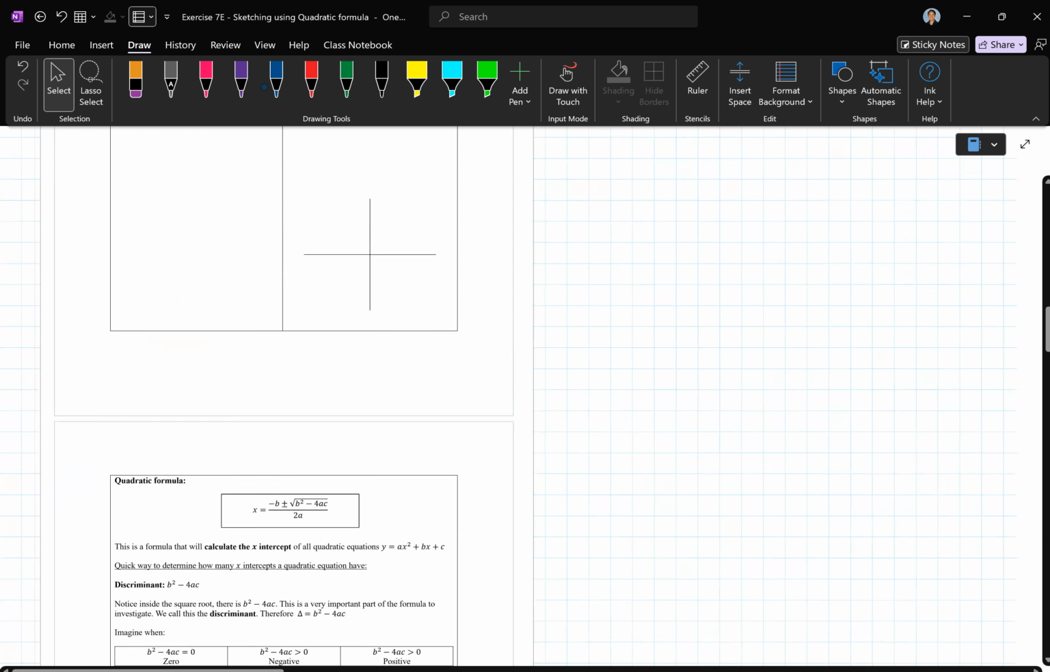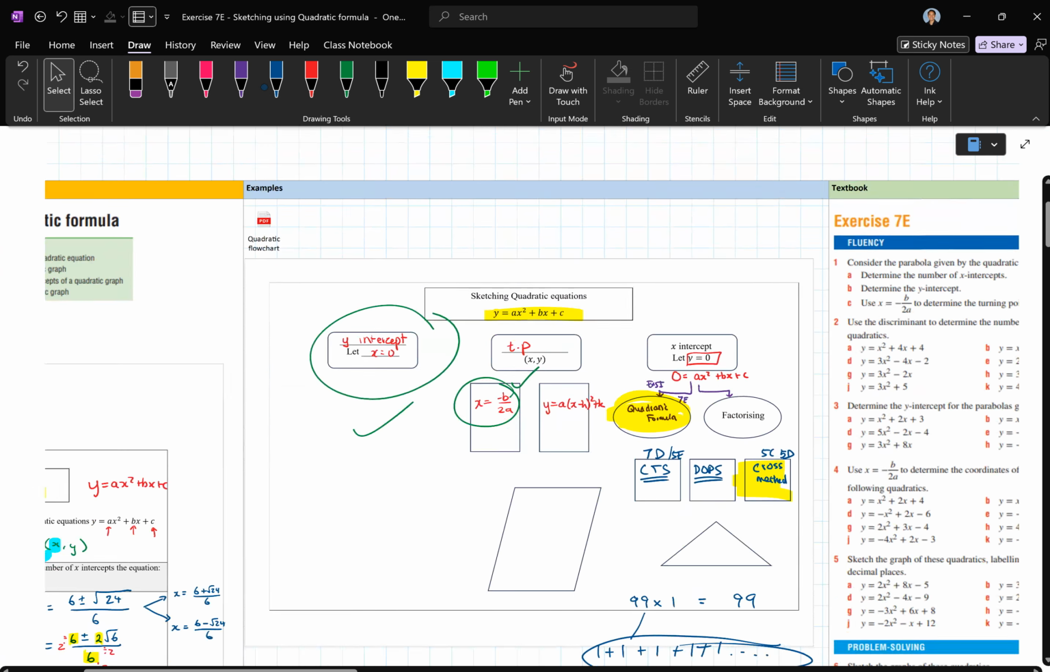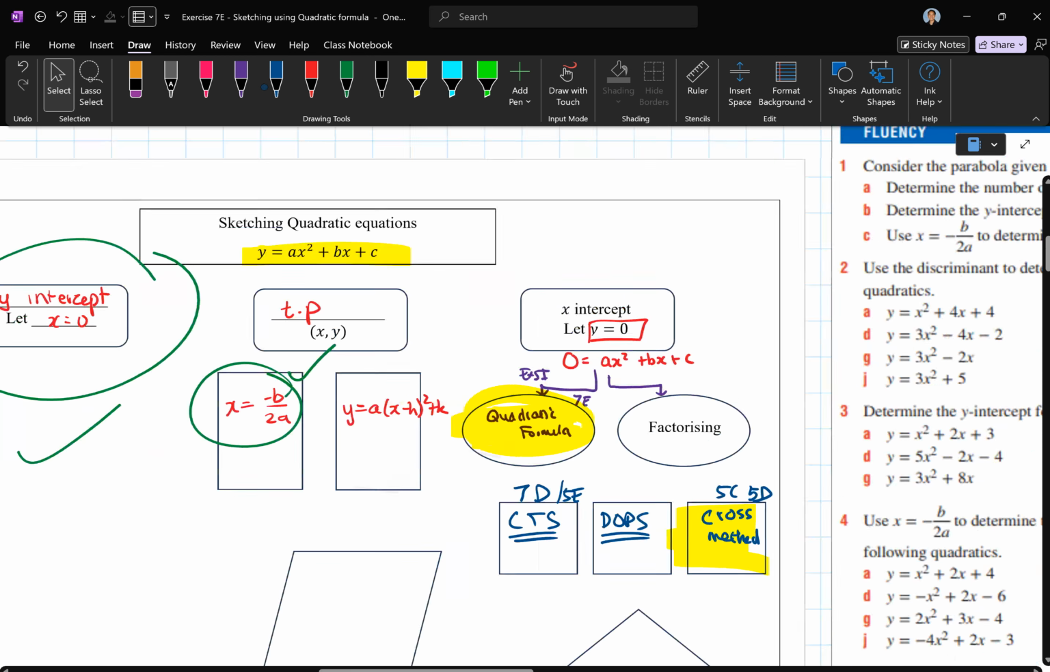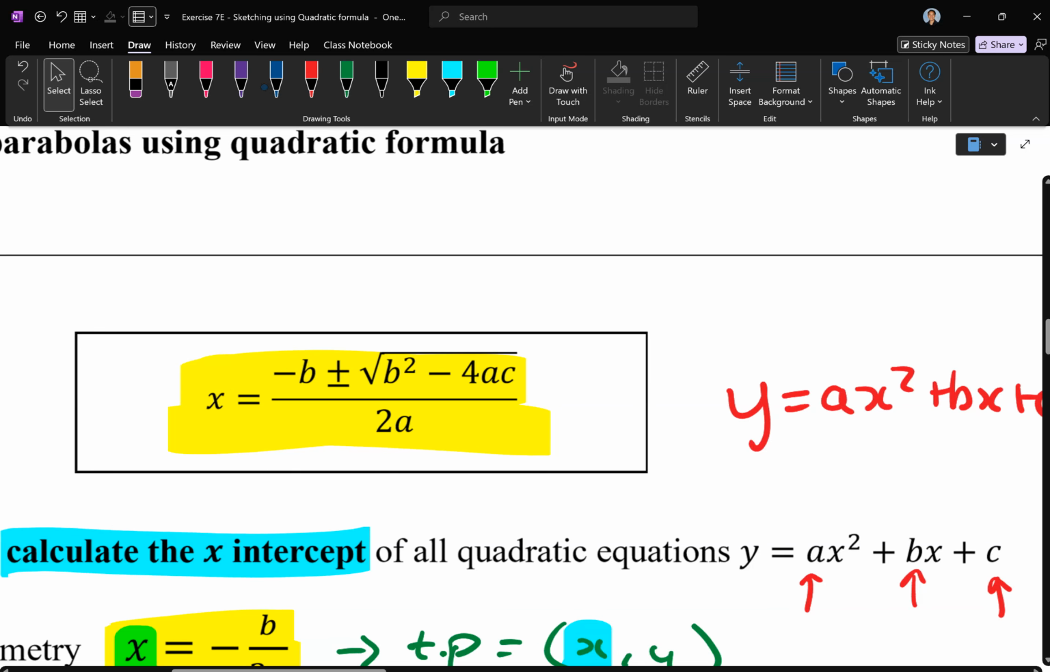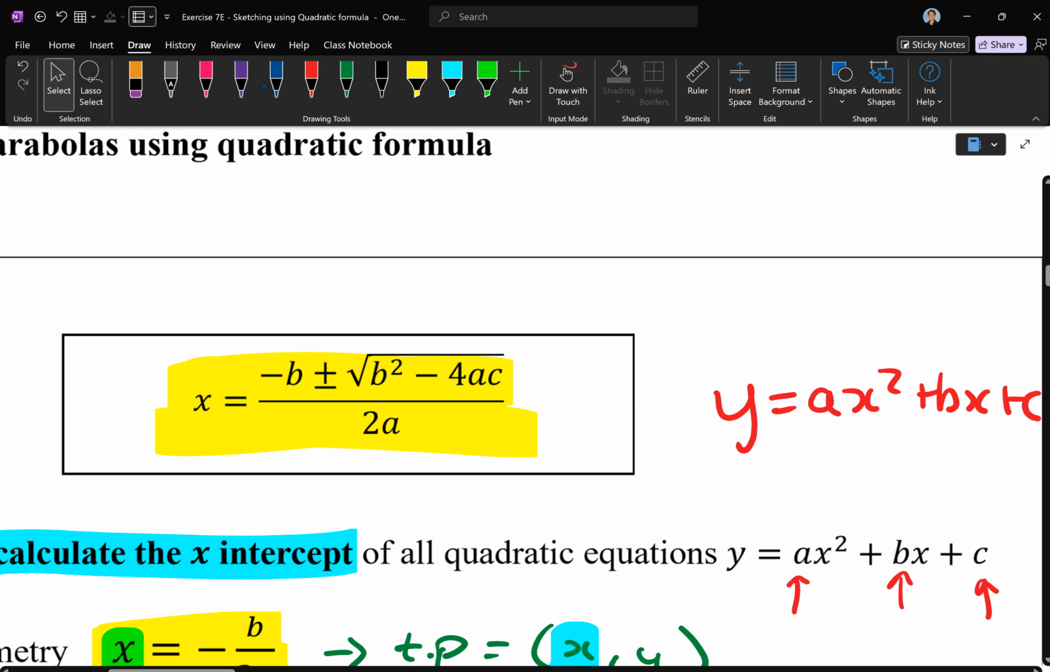Okay, so I'm going to stop the video here. Ask me some questions if you're unsure how the quadratic formula works, but literally, you just need to memorize that. That's it. Okay, I'm going to stop the video here.